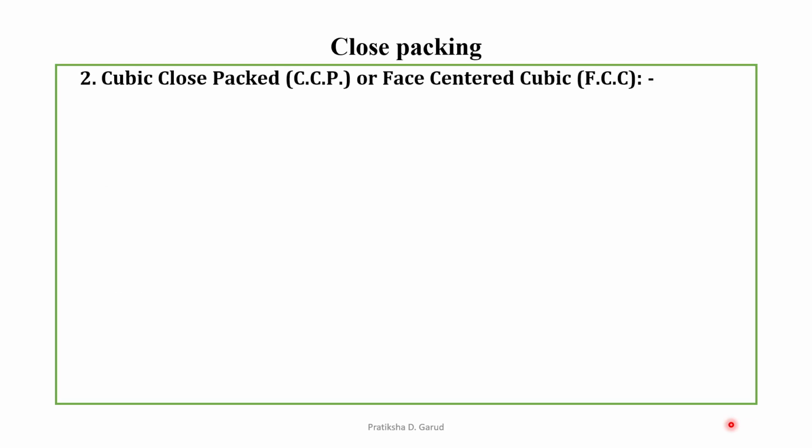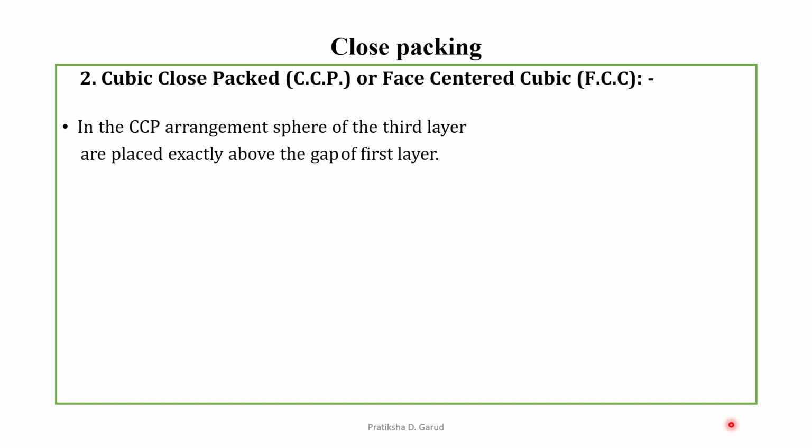Then the second type is the cubic close pack, CCP, also called face centered cubic, that means the FCC type of arrangement. So in the CCP arrangement, spheres of the third layer are placed exactly above the gap of the first layer.